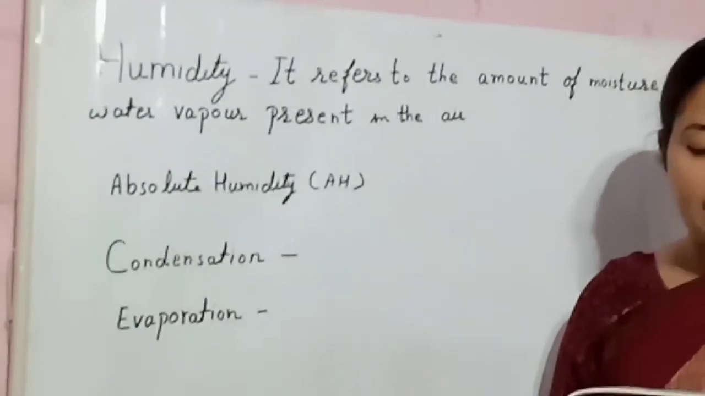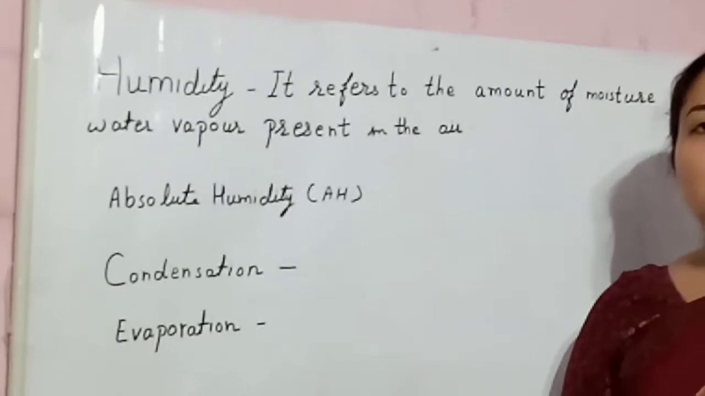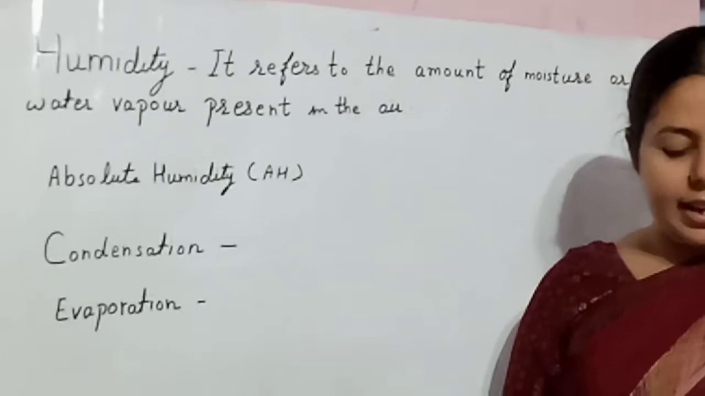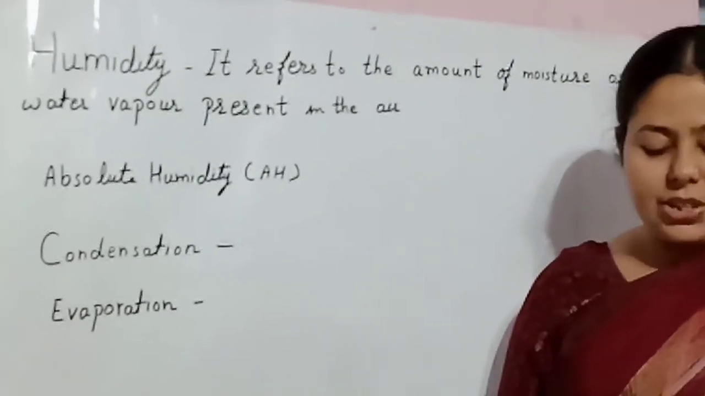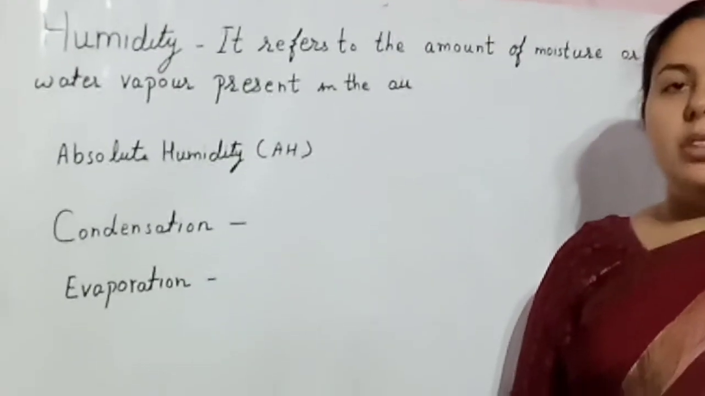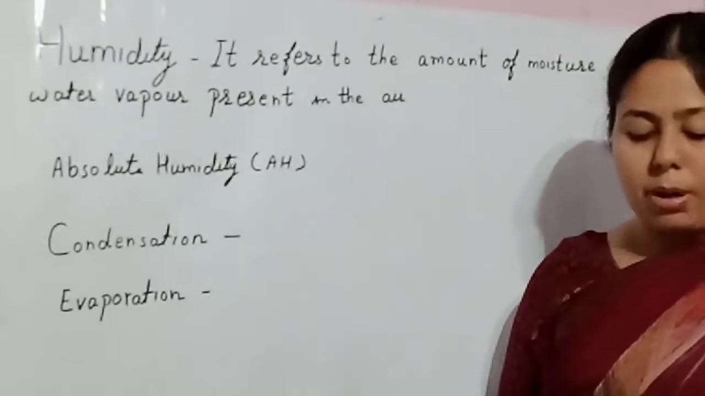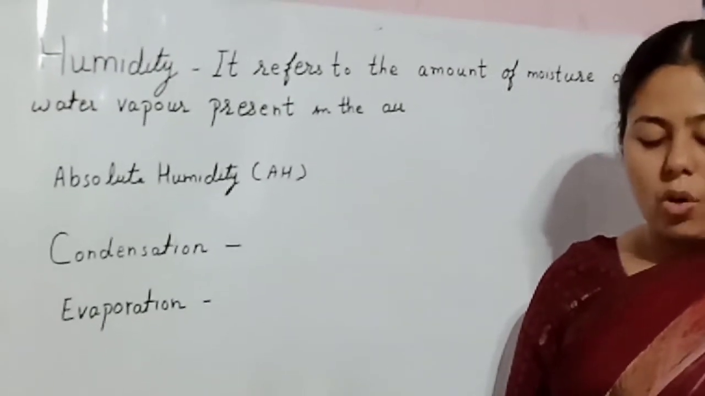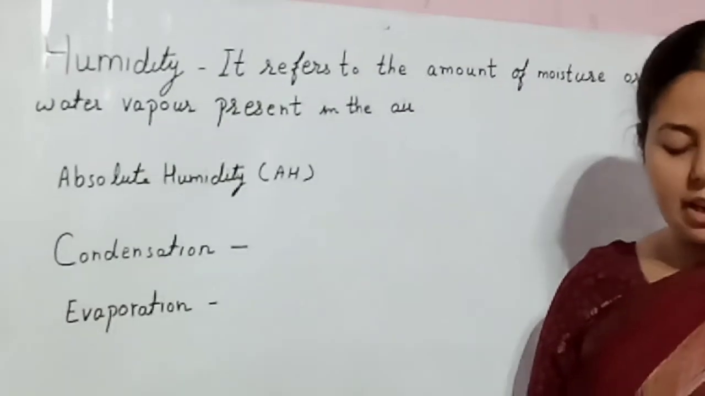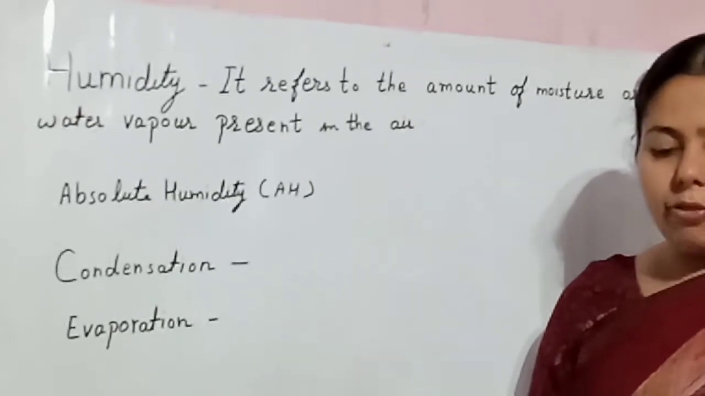What is evaporation? When liquid turns into gas, it is called evaporation. Evaporation takes place when air is dry, but condensation occurs only after air is saturated. What is the meaning of saturated? When air is holding the maximum amount of water vapor, it is called saturated air. The different forms of condensation are clouds, mist, fog, dew and frost.